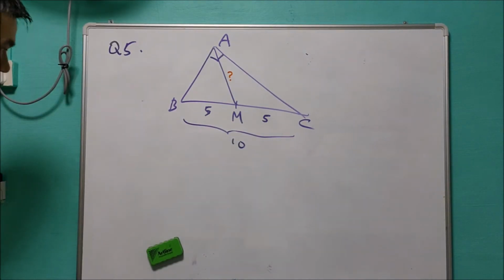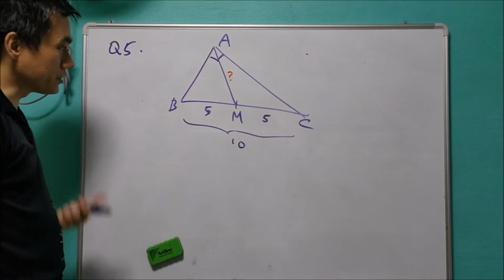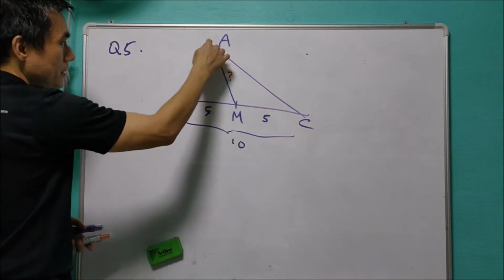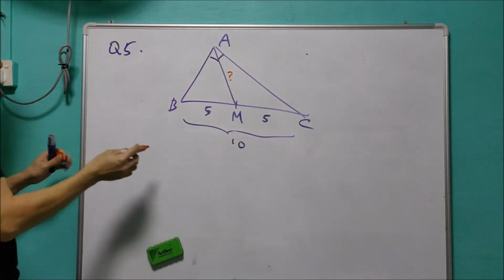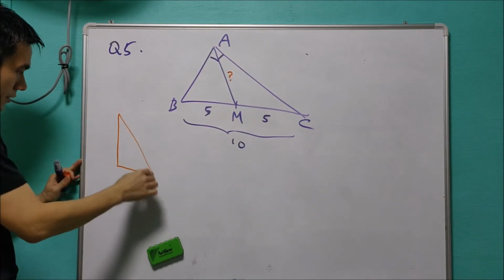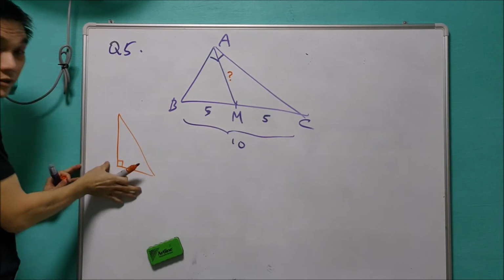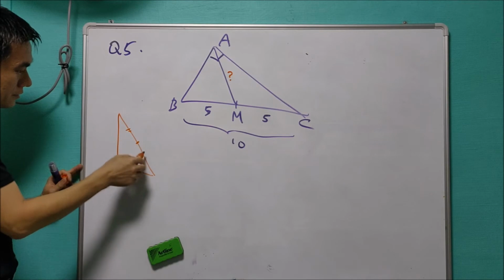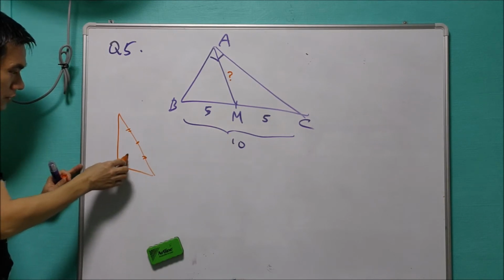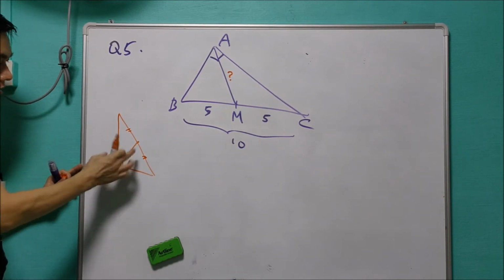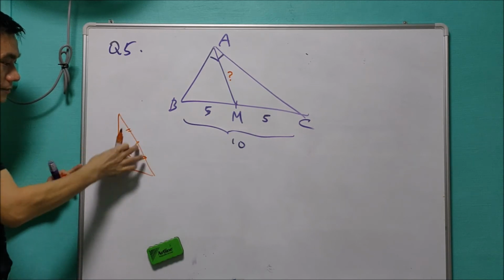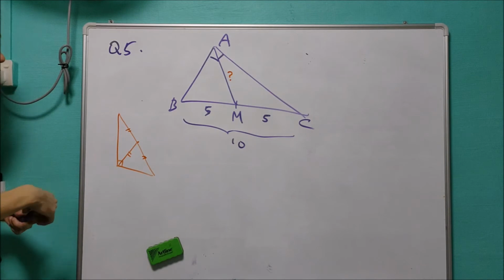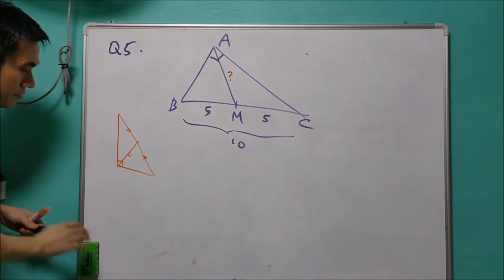This is one of the very important results in Math Olympiad. Whenever you see a right angle triangle, and if this is a midpoint, when you join to it, you will have actually this will be the same as them. Later on, maybe in year 2, you will learn another theorem from circles.